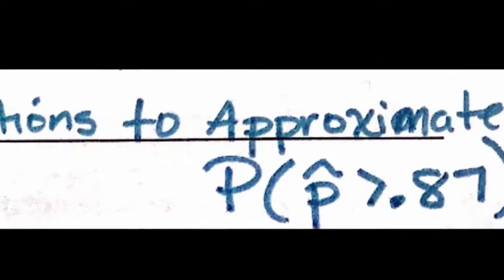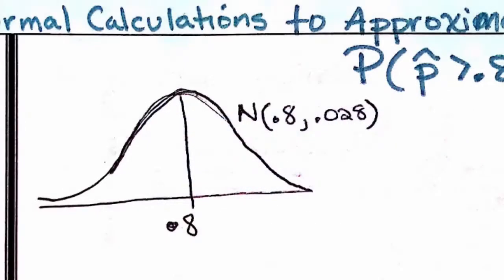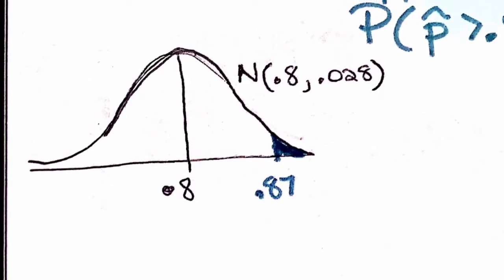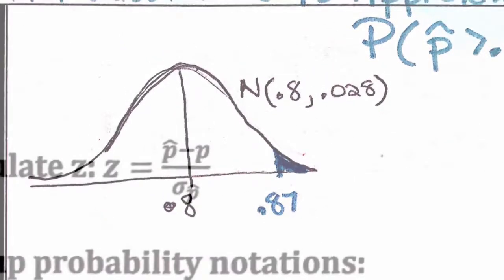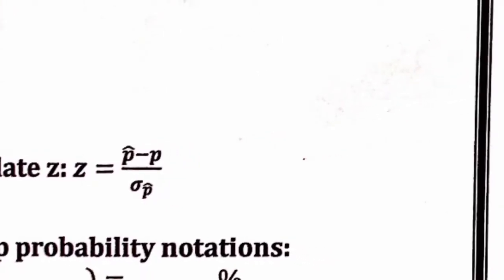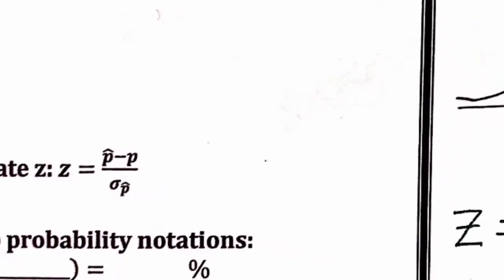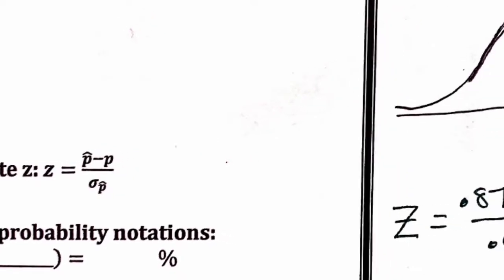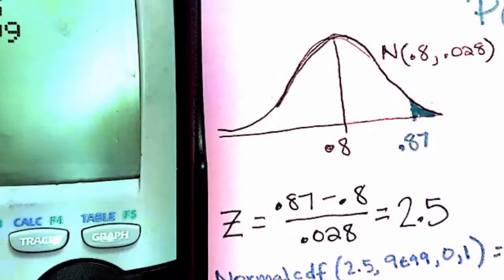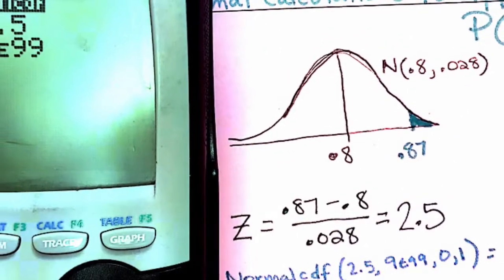So let's do what we've been doing since chapter 2. Let's sketch our normal curve here, label it. We have a center of 0.8, that is the p-value, and a calculated standard deviation of 0.028, and then we shade the area we're interested in, 0.87 or more. Let's also calculate our z-score. The z-score is the statistic, p hat in this scenario, minus the parameter p, divided by the standard deviation of our statistic, which we've already calculated as 0.028.